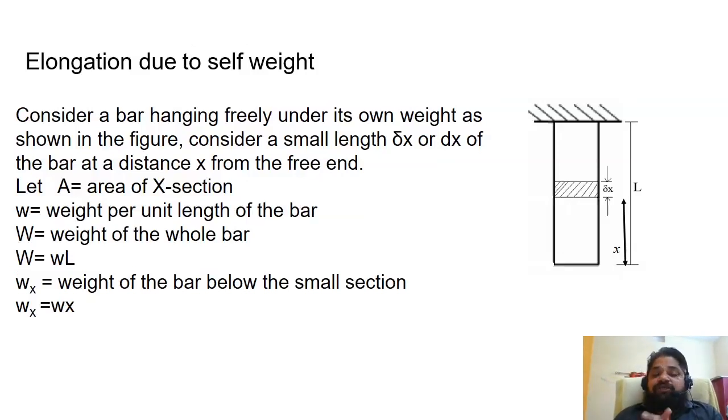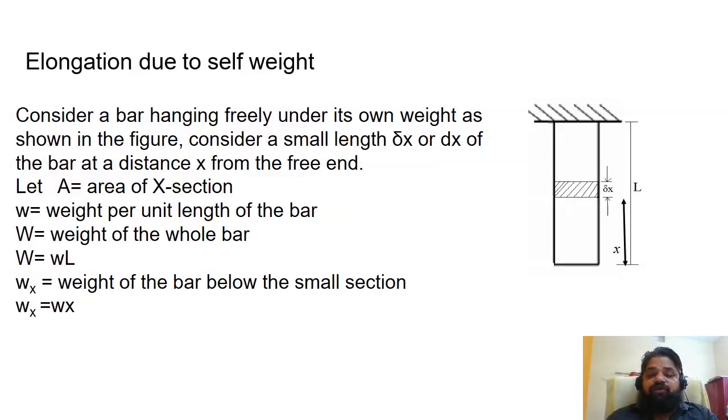Now it says consider the bar which is hanging freely under its own weight and shown in the figure. Consider a small length delta x or dx of the bar at a distance of x from the free end. What are the values we need to calculate in order to calculate the elongation due to own weight? These are the points we need to incorporate in our expression.